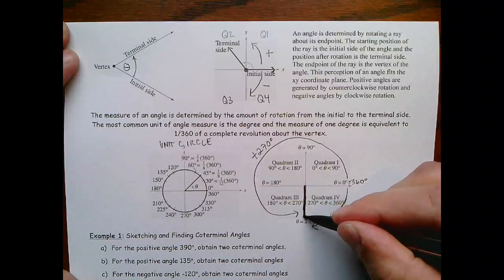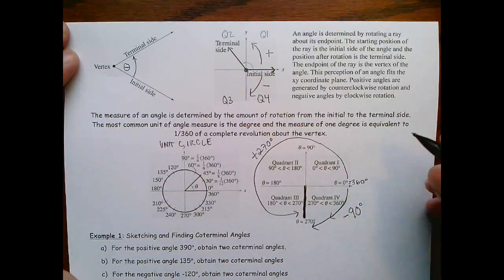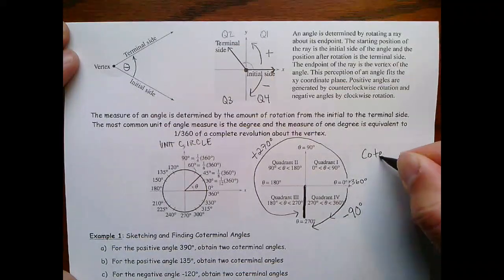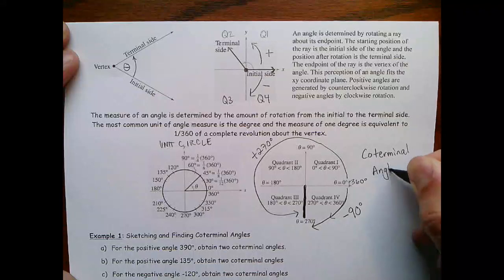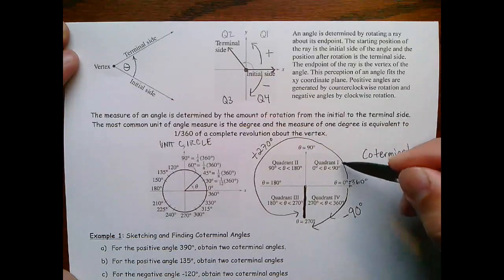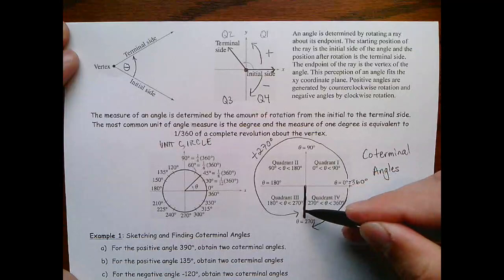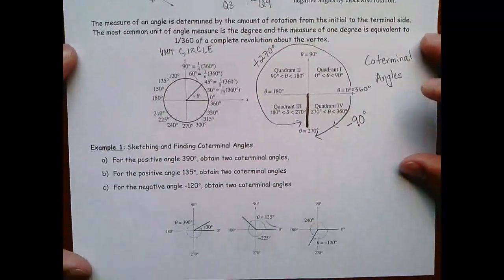So because there are two ways that you can get to any angle, you can travel in the positive direction or in the negative direction, we would call these things coterminal angles. What does it mean to be coterminal? It means that they end in the same place. Co means with, and terminal means end, so they end with each other. So in that case, you can travel in the positive direction or the negative direction and end in the same place.